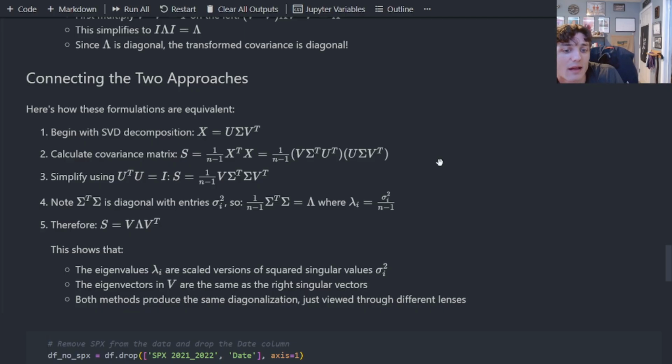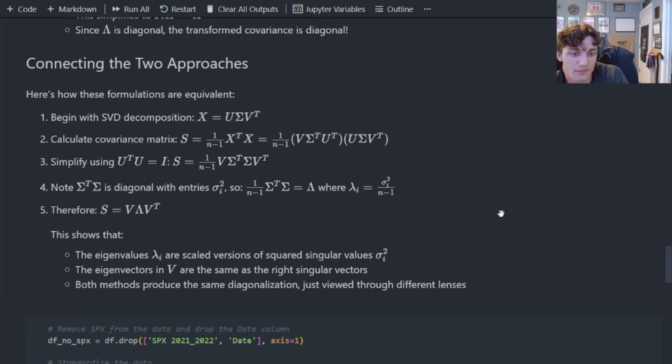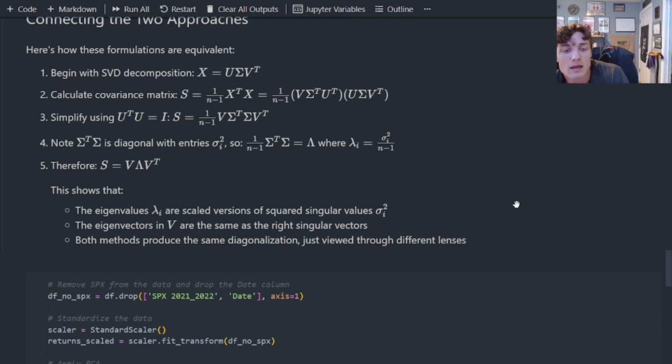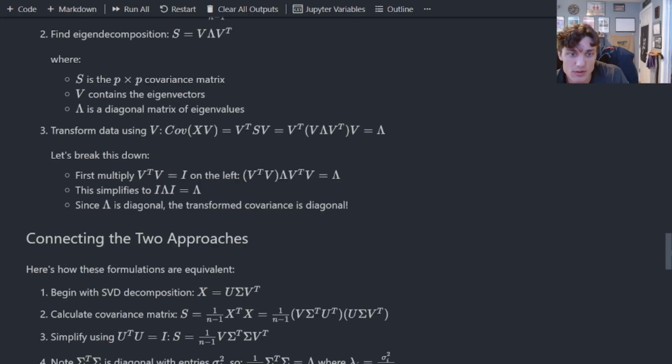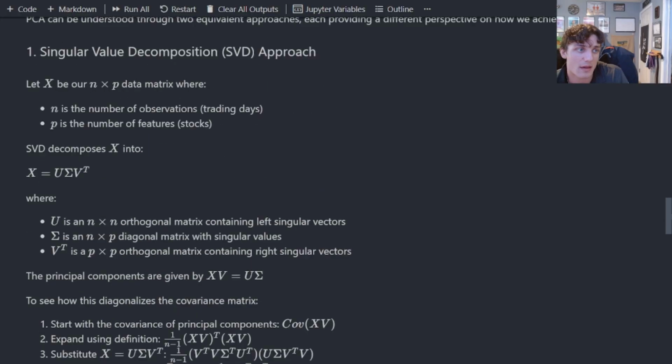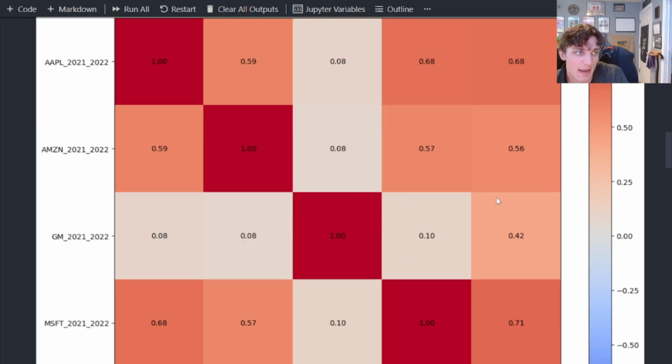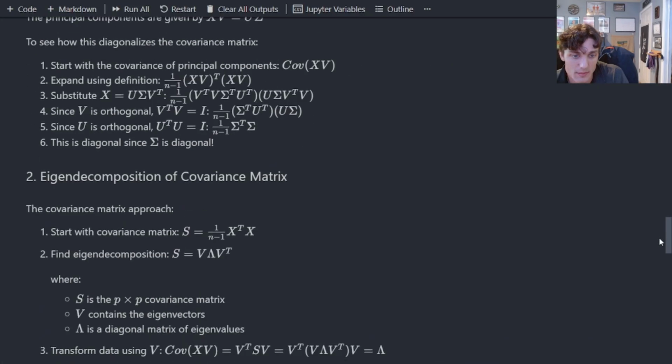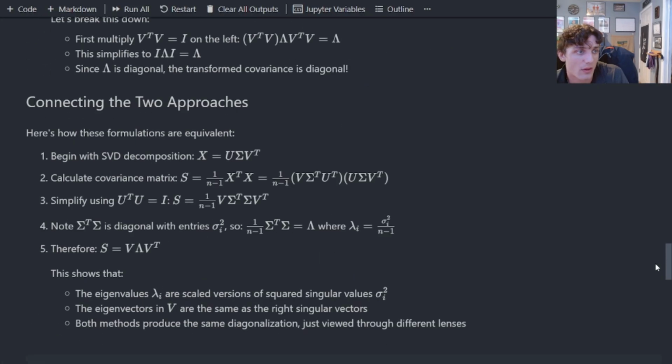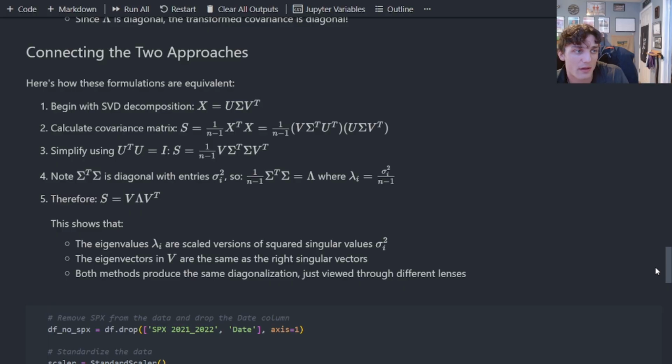So the eigenvalues are just scaled versions of the squared singular values. That is all we are saying. Moreover, the eigenvectors in V are the same as the right singular vectors, and both methods will produce the exact same diagonalization. So whether you choose to do the SVD approach or the eigen decomposition approach, you will end up with a diagonalized covariance correlation matrix, which is exactly our goal in the transformation of the original data matrix into the principal component space.